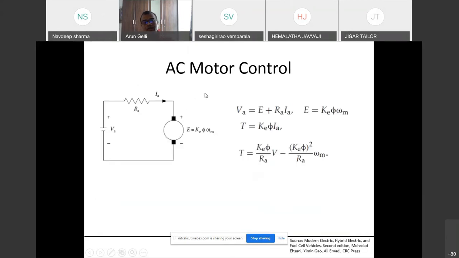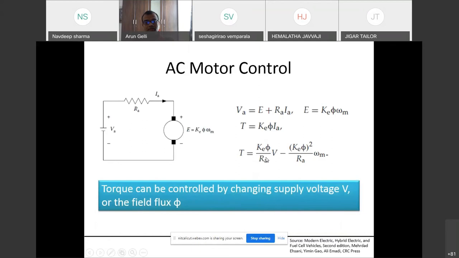but when you look at the AC motor, the torque is given by this formula, where it is dependent upon both flux and the current IA. So if you try to change the torque, the speed will also change. There is a direct coupling between the torque and speed, so you can't control the machine independently.